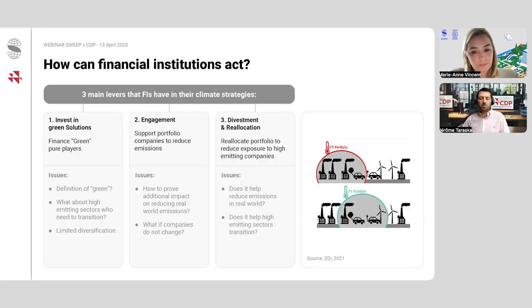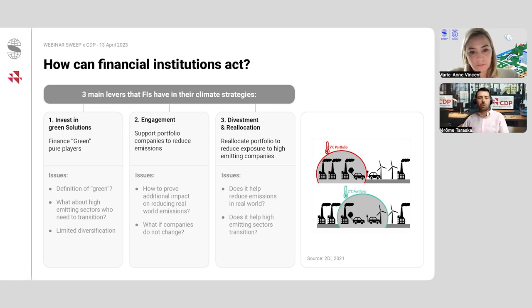So the next slide is just a quick recap of what actions you can take and what your levers are as a financial institution or as a private equity fund. You can invest in green solutions, so be what we could call a pure player, financing pure players that provide solutions for the energy transition, for example to reduce impact, or for carbon capture and storage. So this is very important for the transition. It is nonetheless not so diversified, and it might not suffice to get the high emitting sectors to transition.